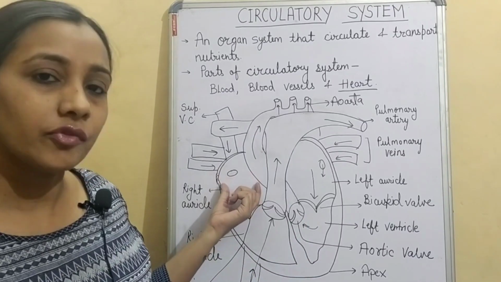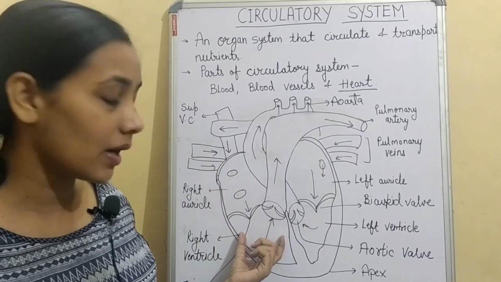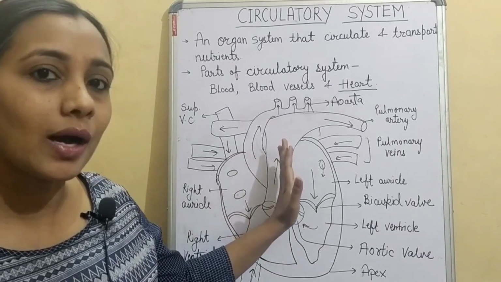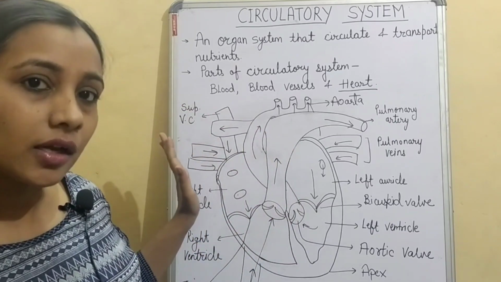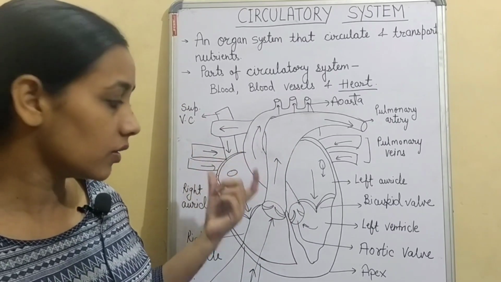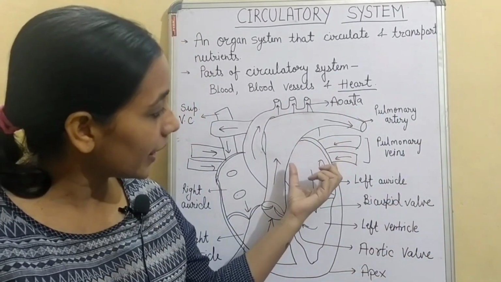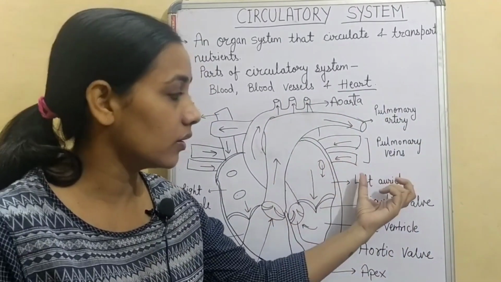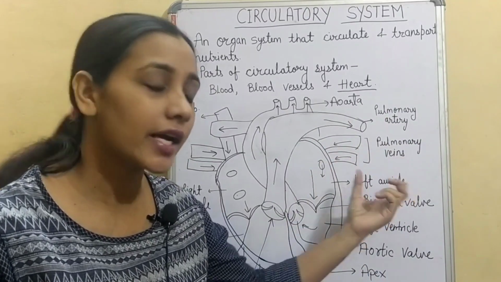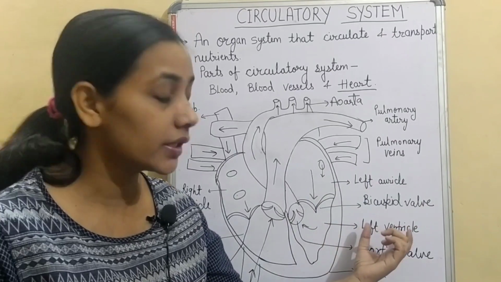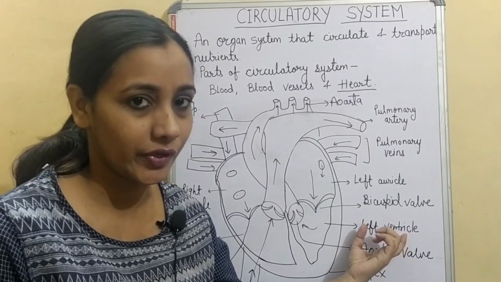Now come to the four chambers. This one is right auricle, the lower part is right ventricle, because both parts are present on the right side, so known as right auricle and right ventricle. Since this part is left, again the upper part is auricle and it is situated on the left side, so this is left auricle, and this ventricle is situated on the left side, so this is left ventricle.